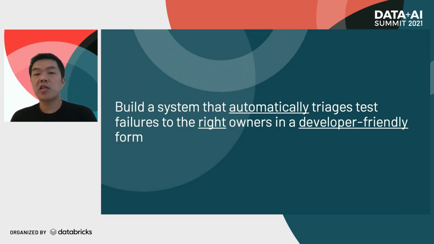To tackle this challenge, we need a system that automatically triages test failures to the right owner in a developer-friendly form. To help us design this system, we first established 3 guiding principles.